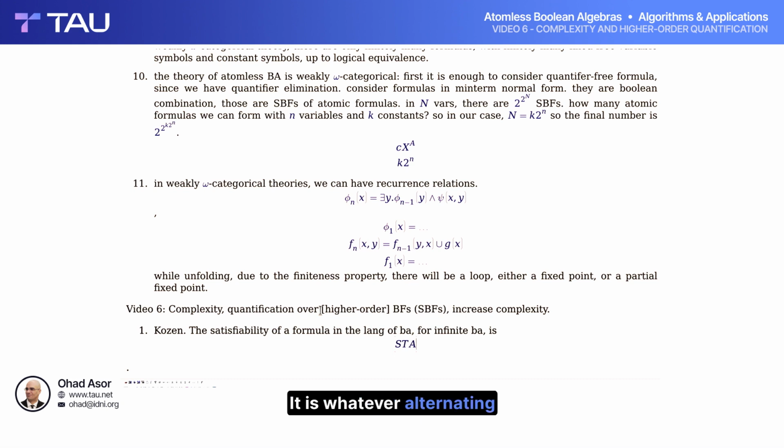It is whatever an alternating Turing machine can do with unlimited space, c to the n time, we will see in a moment what this c is, and n alternations. And here we take the union over all real c greater than 0.